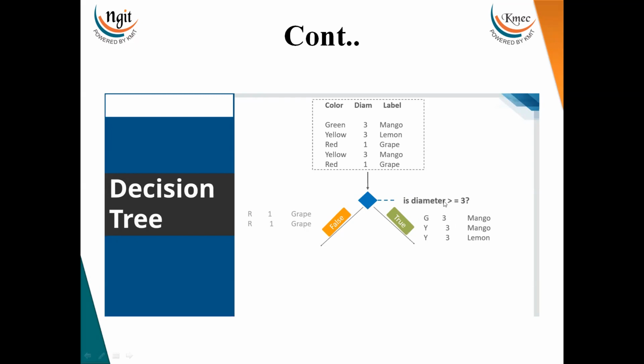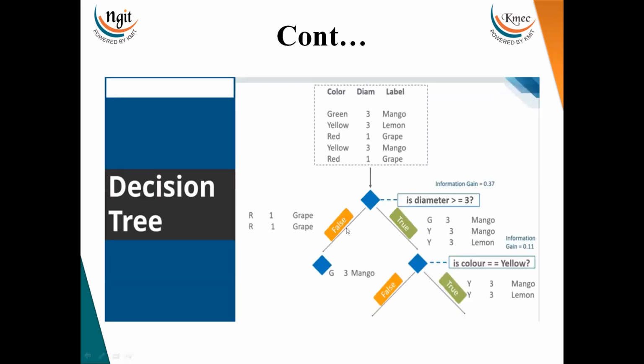So my first parameter I have taken, that if diameter is greater than 3, it classifies into the true class, and if it is less than 3, it classifies into the false class. Fine. Now further we have divided till here. Now the second thing is, I want to see what is the color of that fruit. First I segregated through diameter, and the second time I'm segregating through color.